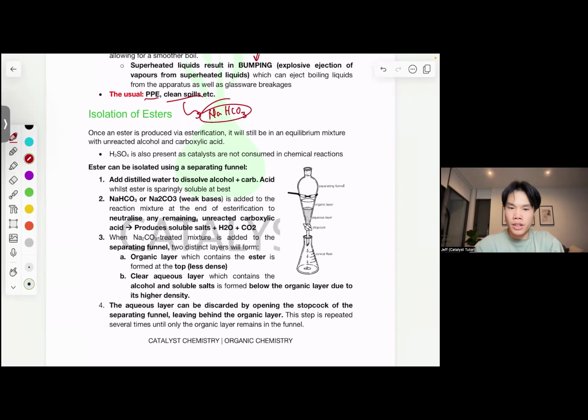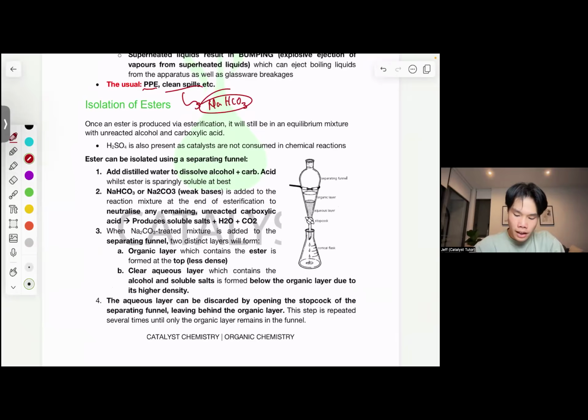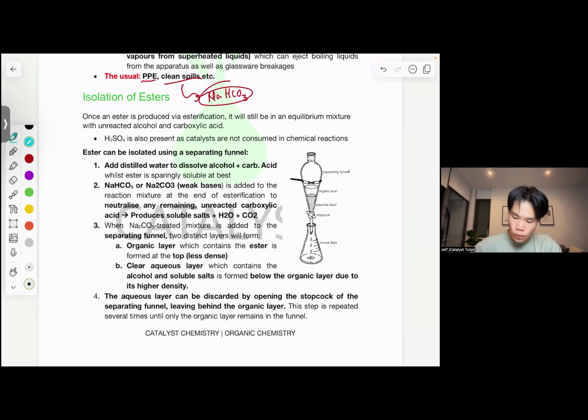Okay, and then lastly, when you're isolating your esters, once you've made them, you need to be able to use a separating funnel. The steps are adding distilled water so that you dissolve into an aqueous layer at the bottom. This aqueous layer will contain your carboxylic acid and alcohol, as well as H2SO4, if there's any left over. The ester layer sits on top.